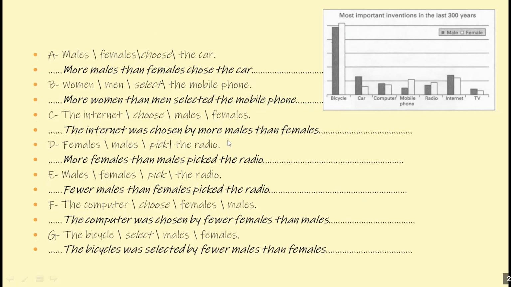Females, males pick the radio. More females than males pick the radio. Males, females pick the radio. Fewer males than females pick the radio. These two sentences have the same meaning. The computer chose females, males. The computer was chosen by fewer females than males. The bicycle select males, females. The bicycle was selected by fewer males than females. This is how it works.